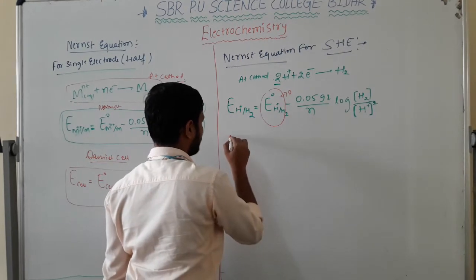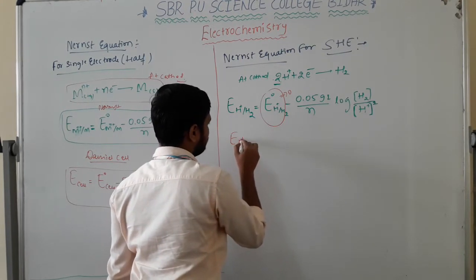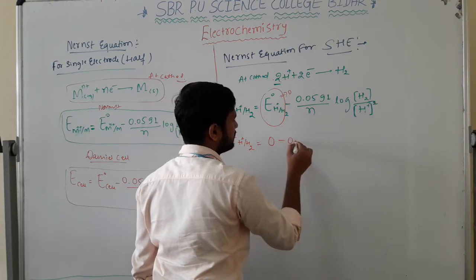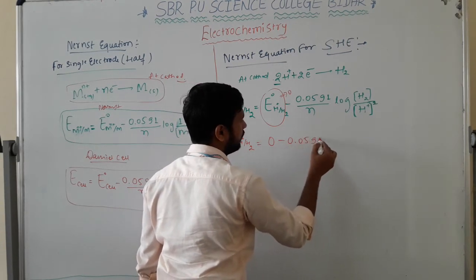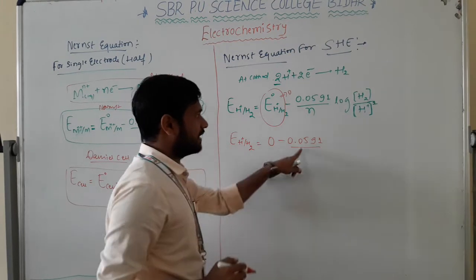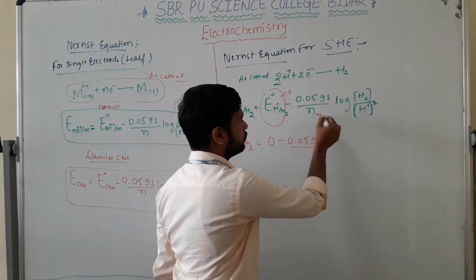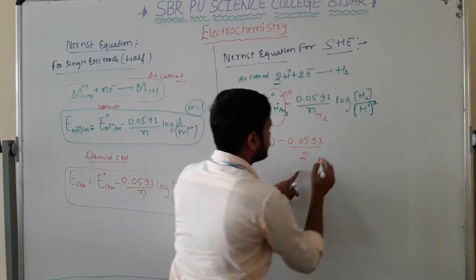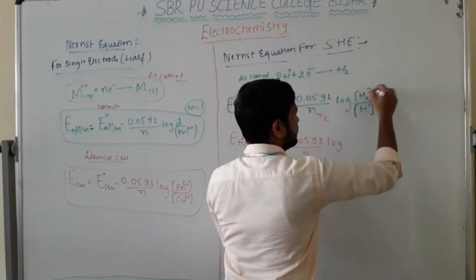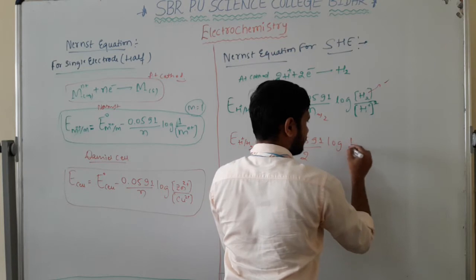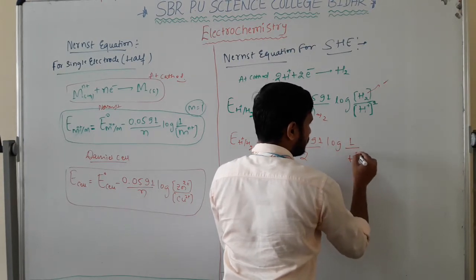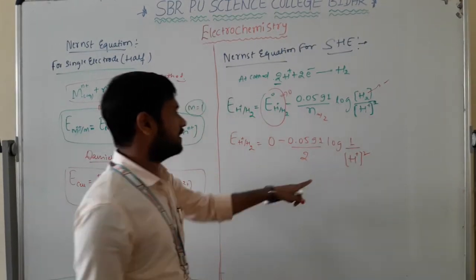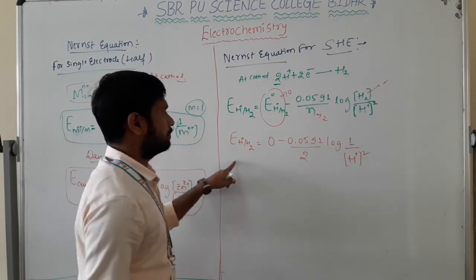What is the equation now? E of H plus, H2 is completely 0 minus 0.0591 divided by n. I can write n as 2, because the number of electrons involved is 2, and next log. Log of H2, as it is a gas, I can take as 1, and H plus to the power of 2. This is the simple expression first.